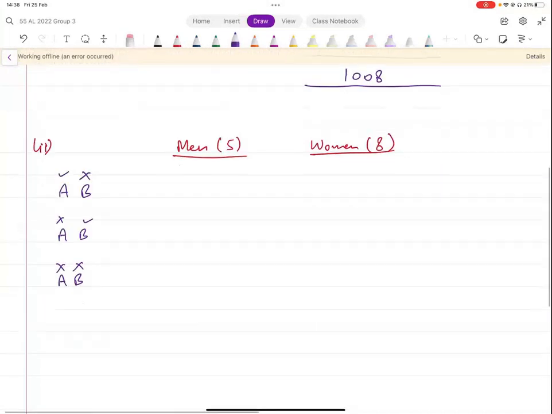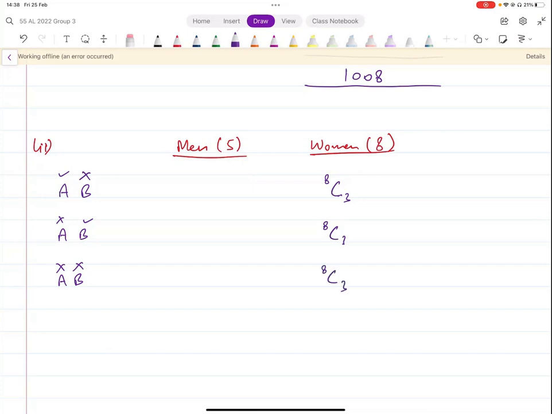So for women, all of them are going to be 8C3. This is also going to be 8C3, this is also going to be 8C3. Because women mein to aapne 8 mein se 3 hi choose karne hai. So there's no restriction there, no condition that you have there. You just have to choose 3 women out of 8. That's just 8C3.